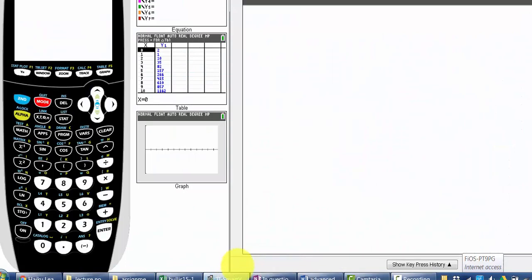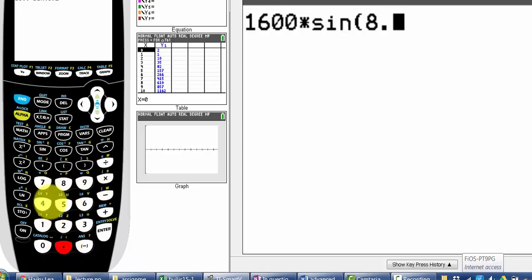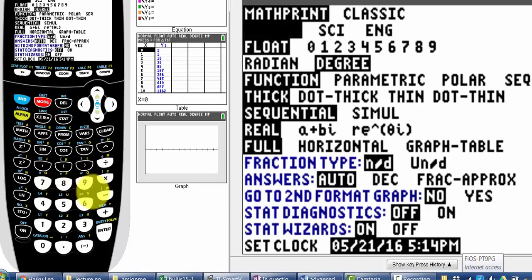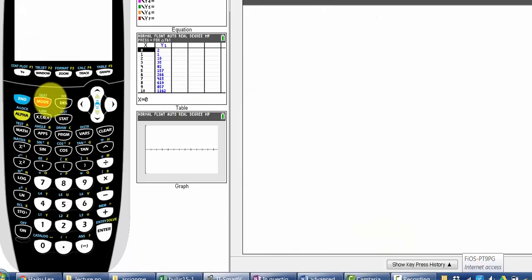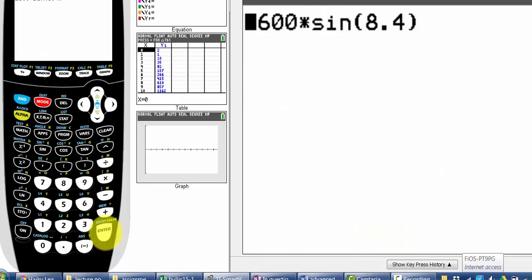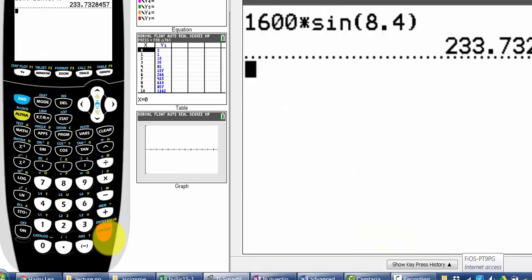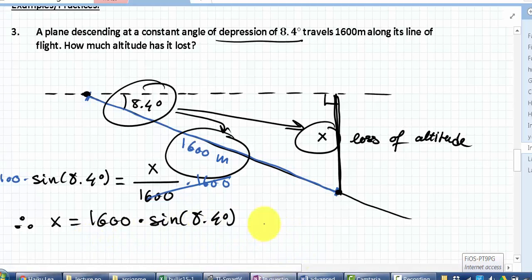At this point, you take your calculator and you compute this. So let's do that. So 600 right here times the sine of 8.4 right here. Now, before I push enter, let me make sure that I'm in degrees. Yes, I am. Okay. So let's push enter. And that represents the loss of altitude, 233 meters, 0.7. So it's about 234 meters. Okay. So I would say this is about 234 meters. Here we go.